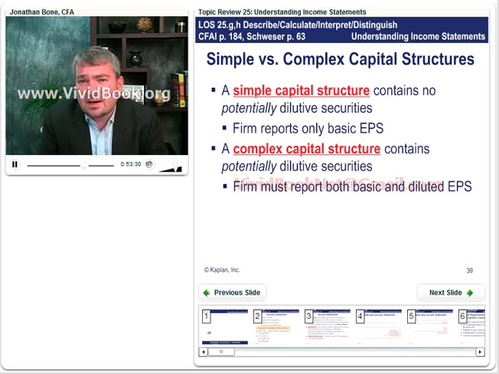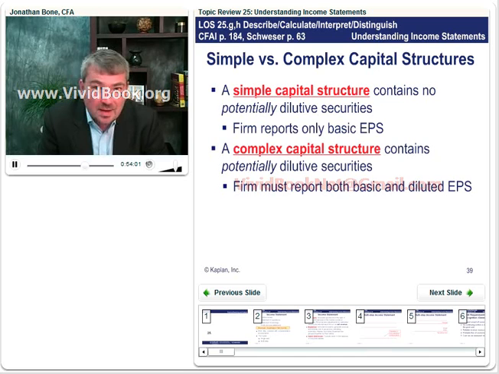Well, that leads us to ask straight away, what is a potentially dilutive security? It's anything that the company has in issue that could be converted into new shares in the company at a later date. So it could be convertible bonds, it could be convertible preferred stock, it could be employee stock options, it could be warrants. Now, essentially, if you don't have any of these potentially dilutive securities, then you only need to report basic EPS, earnings per share.